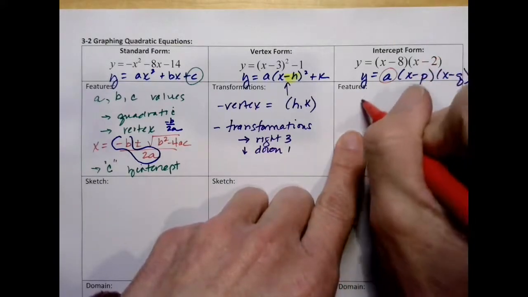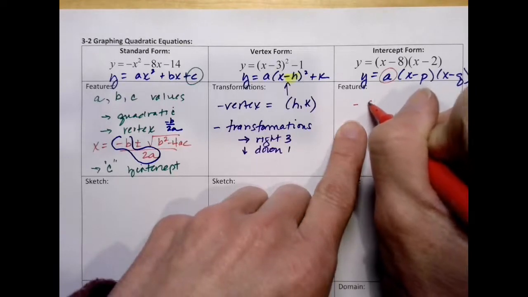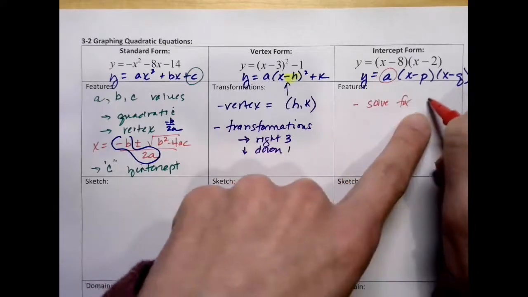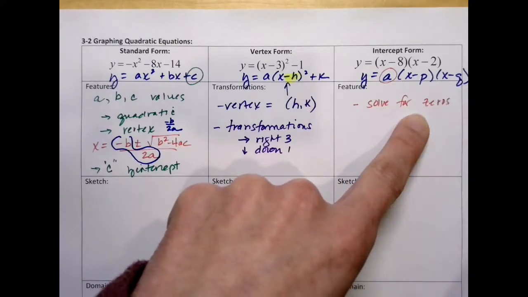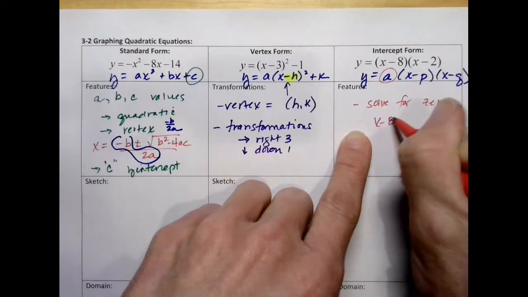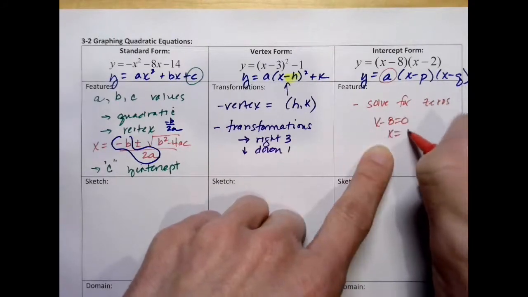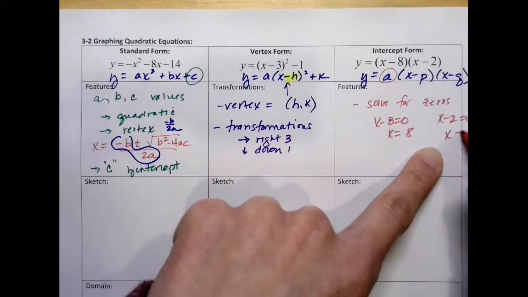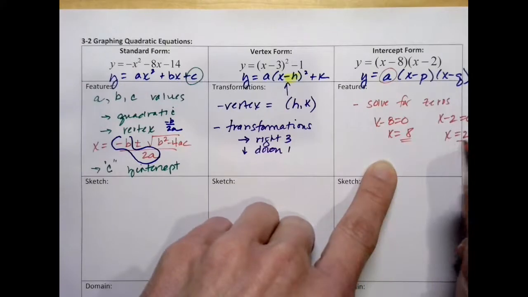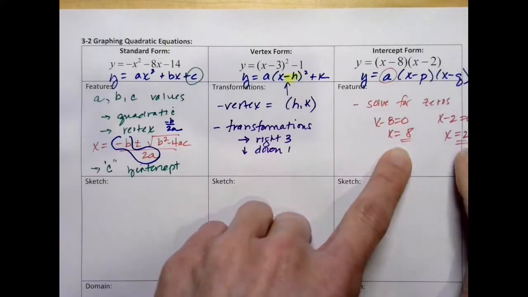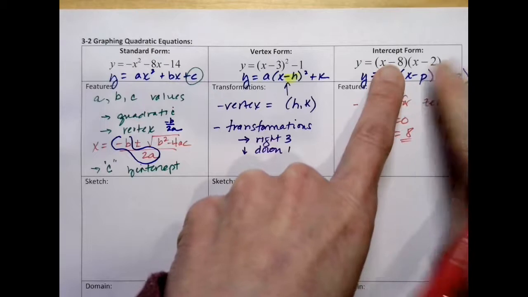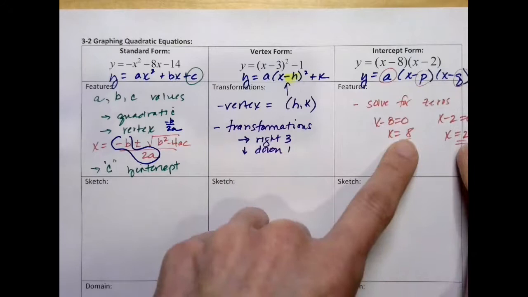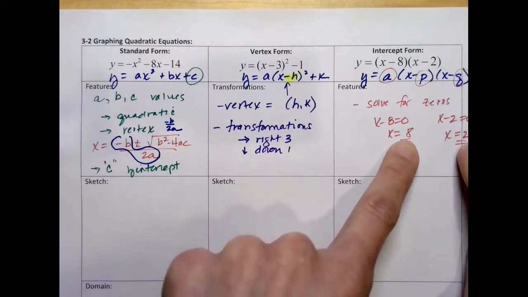But we can always take these two values and solve for my zeros by setting each of these equal to 0. So x minus 8 equal to 0 is going to give me positive 8. x minus 2 equal to 0 is going to give me positive 2. These are going to be where my graph crosses the x-axis. Again, they're naturally negative, so p and q are going to have values that may be opposite of their factors.